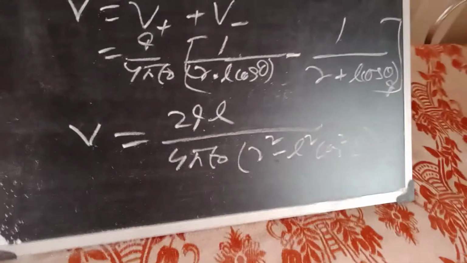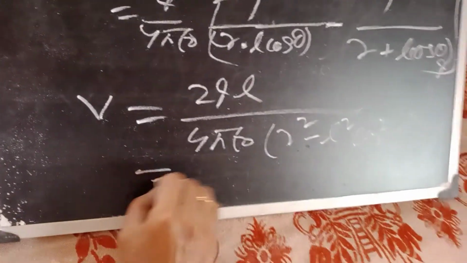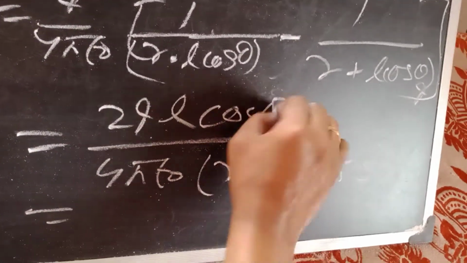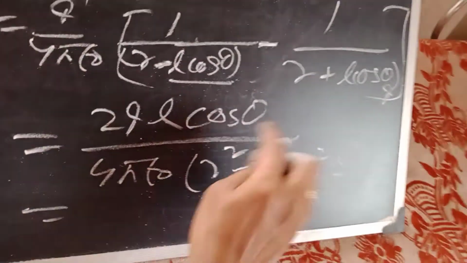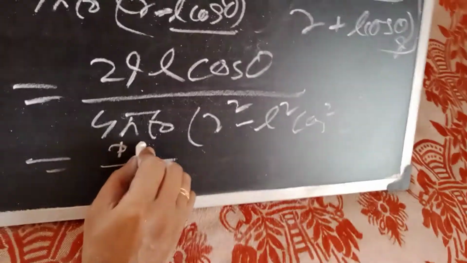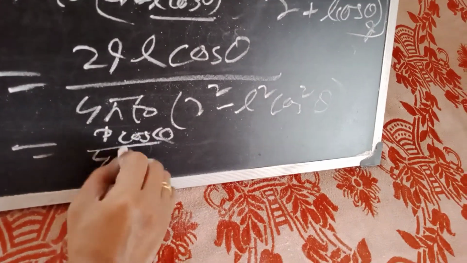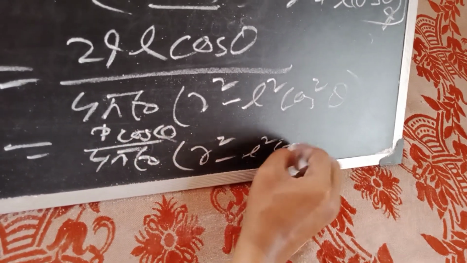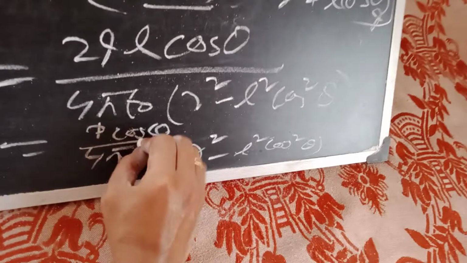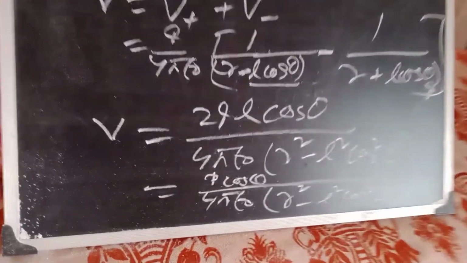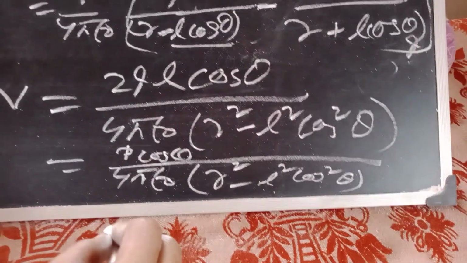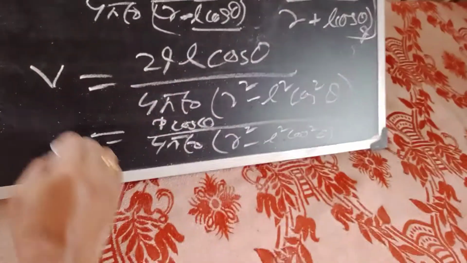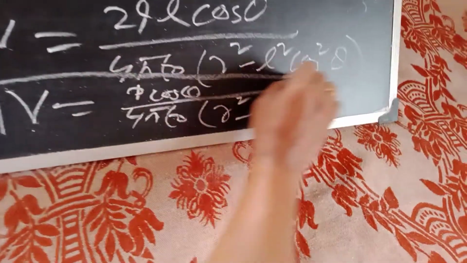And 2ql, we know, is p. Not only 2ql, it is 2ql cos theta, as l cos theta is given. So that is p cos theta by 4 pi epsilon naught times r square minus l square cos square theta. This is the potential at any point P due to the dipole.